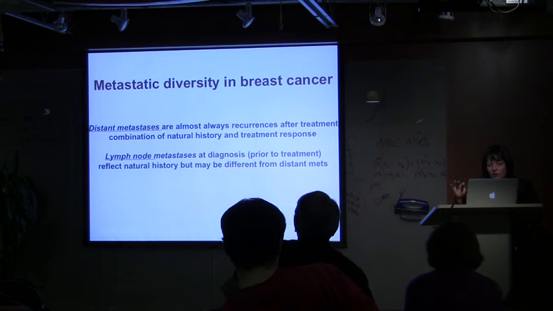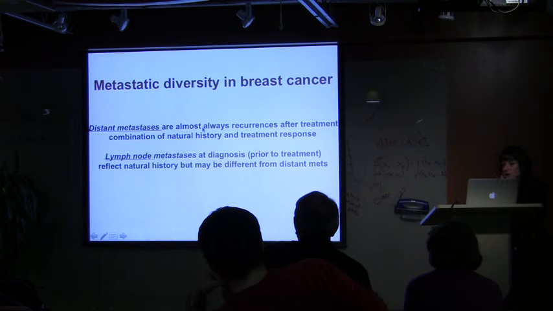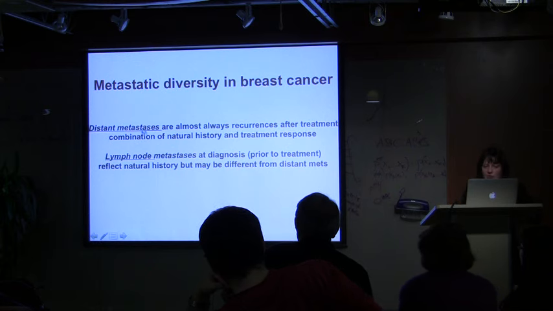So I will cover one other story, and then I think I will stop there. Another diversity we looked at is metastatic diversity. Unfortunately, sometimes patients don't respond to treatment and they progress to metastatic disease. And fortunately, in breast cancer, this almost always occurs a long time after treatment.